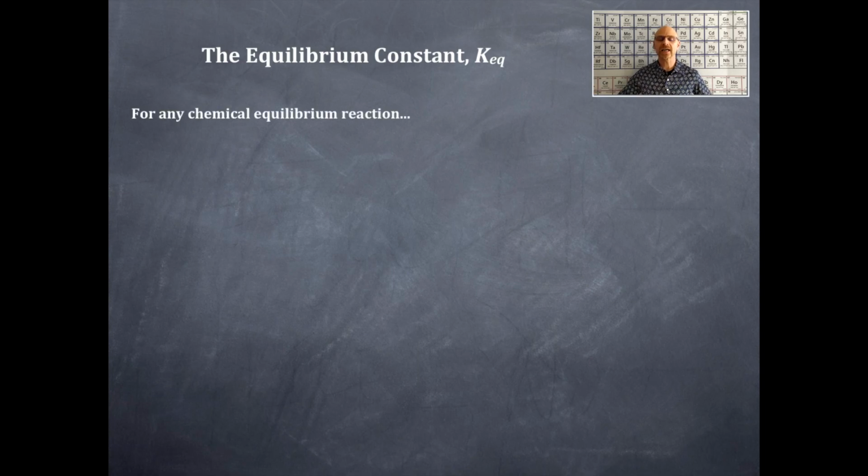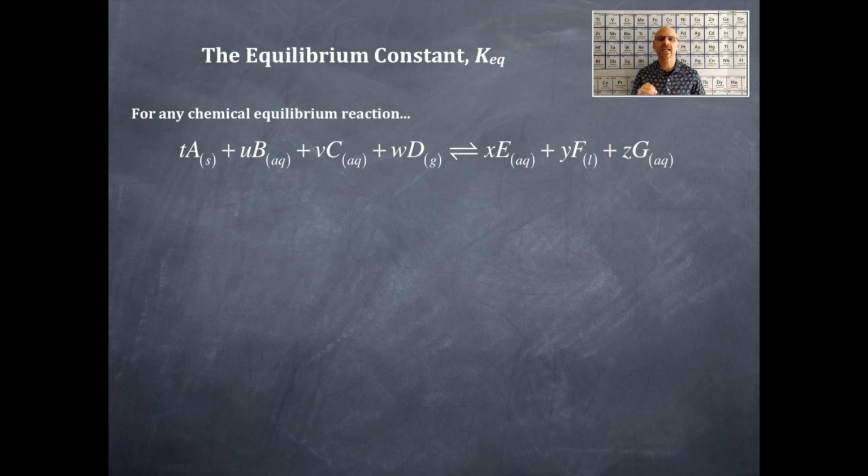Okay? For any chemical reaction, and I'm going to give you this chemical reaction. So the lowercase letters are the stoichiometric coefficients. The uppercase or capital letters are formulas. And then in the parentheses are the states of matter. So Ta, solid, plus Ub, aqueous, plus Vc, aqueous, plus Wd, gas.